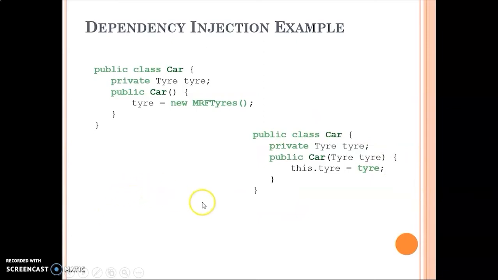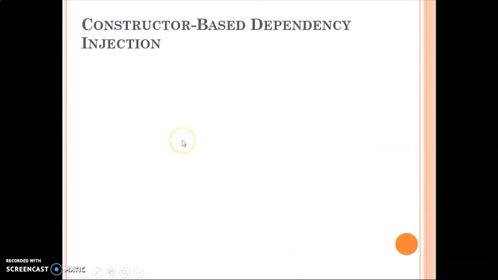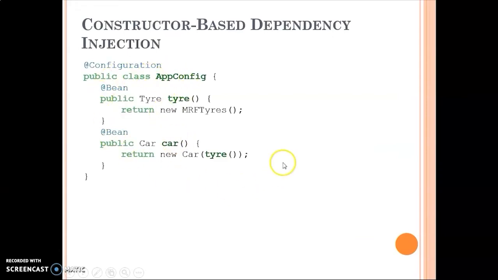Let's go ahead and see in what various ways I can implement dependency injection. You can see here that dependency injection in Spring can be done through constructors, setters, or fields. So let's see the first way of doing it, that is constructor-based dependency injection. This is an implementation of constructor-based dependency injection, wherein I have this AppConfig class. This is basically a configuration class. You can see this annotation here, @Configuration, that signifies that this is going to be a configuration class or a bean factory kind of class, which will generate objects for us of various classes.